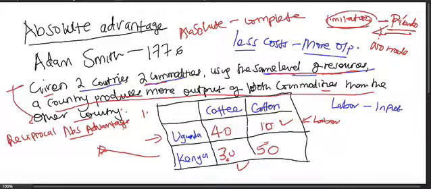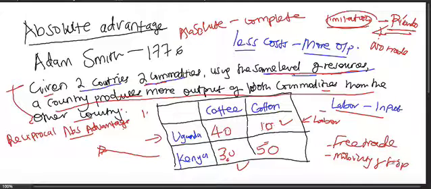So the major assumptions we have: labor is the factor of production, and then it assumes that there should be free trade so that these countries can properly trade with each other, and of course, mobility of factors of production. There should be mobility of factors of production such that labor can freely move, and this should be inside the country.